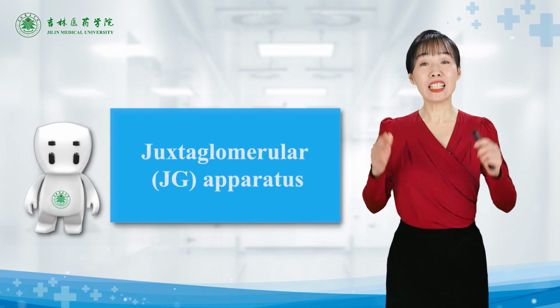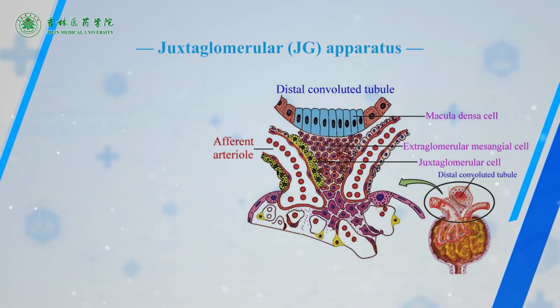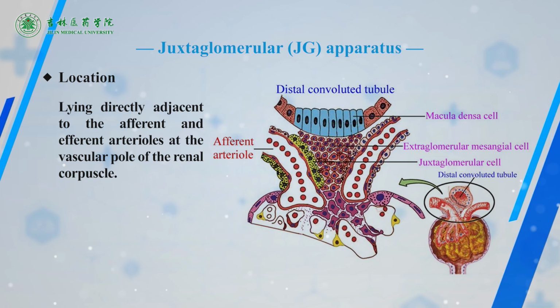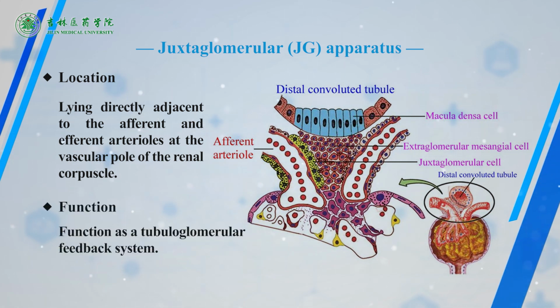Now, let's study the juxtaglomerular apparatus, or juxtaglomerular complex. The juxtaglomerular apparatus is located directly adjacent to the afferent and efferent arterioles at the vascular pole of the renal corpuscle. It is composed of juxtaglomerular cells, macula densa, and extraglomerular mesangial cells. The juxtaglomerular apparatus functions as a tubuloglomerular feedback system.